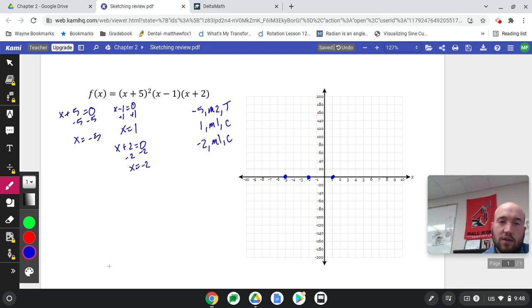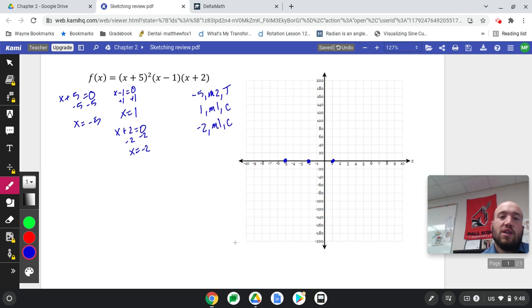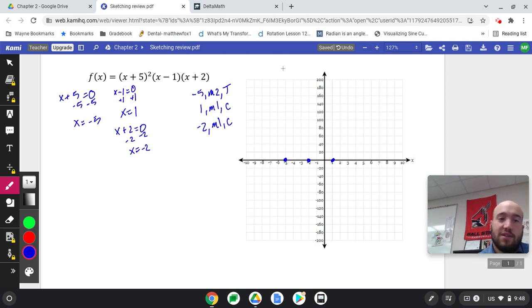Now, at this point, there's a couple options on what you do next. You can find your y-intercept. You can figure out your degree. It doesn't really matter. Just choose. So in this case, I'm going to find the degree. Here was x plus 5 to the second, so that's 2. Here's x minus 1, so that's another 1. 2 plus 1 is 3. X plus 2, another 1, so that's 4. So our degree is 4.